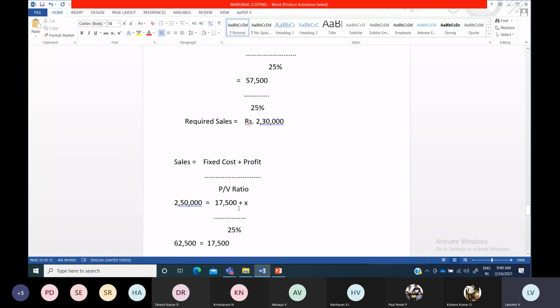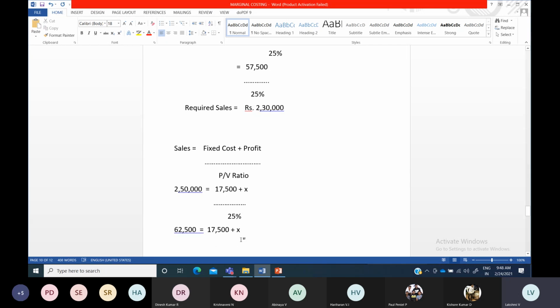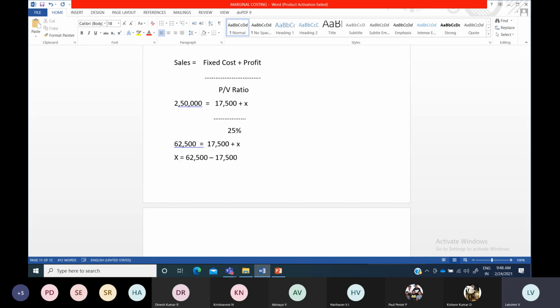Now 17,500. Now this side is got over. This one is gone to the side. Cross multiply is done. 62,500 we got. So this side remaining is 17,500 plus X. That is your profit. We don't know. Now this 17,500 you bring this side. So what will happen? X is equal to 62,500 minus 17,500.